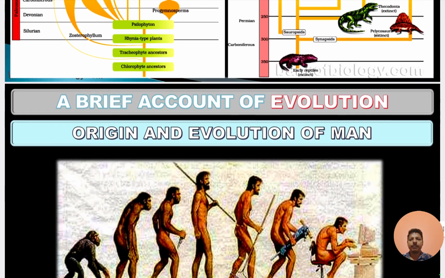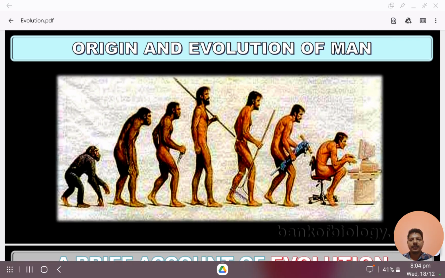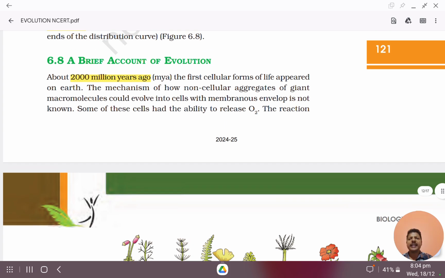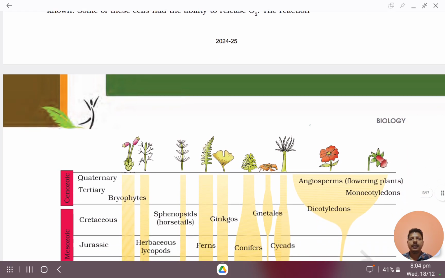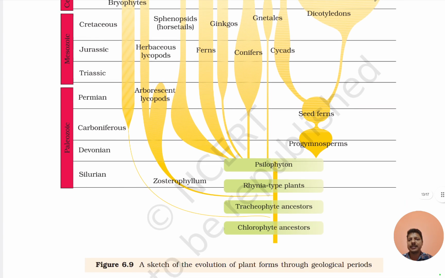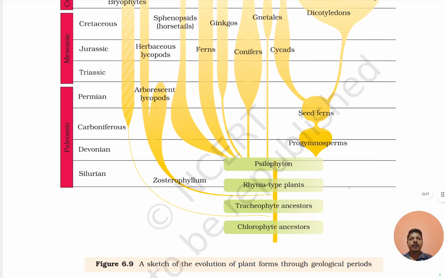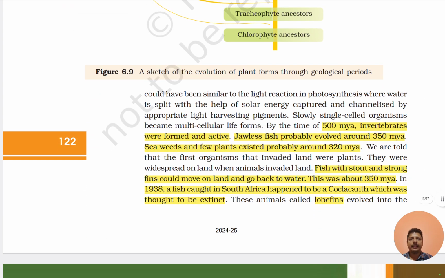Brief account of evolution. Origin and evolution of man. Let's see what NCERT says. The same points are given. About 2000 million years ago, the first cellular form of life appeared on the earth, and here some given points, examples are given: Paleozoic era, Mesozoic era, Cenozoic era. By the time of 500 million years ago, invertebrates were formed and active. Jawless fish probably evolved around 350 million years ago.